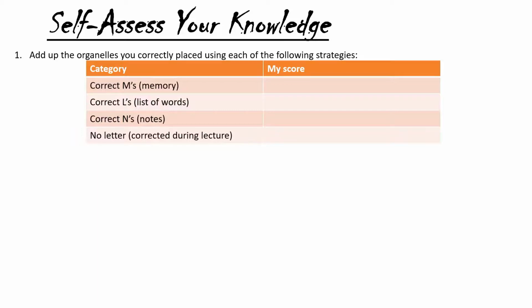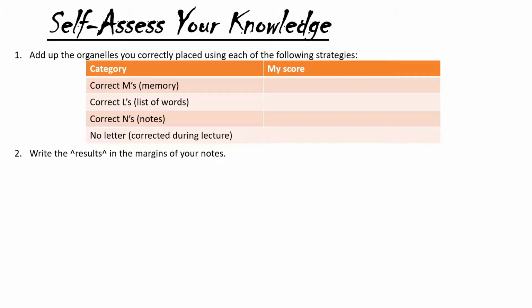So what I want you to do is add up the organelles you correctly placed using each of the following strategies. How many M's did you get correct? How many L's were correct? How many N's were correct? And how many had no letter, meaning we corrected them during the lecture? Okay. So pause the video, add them up, and write those totals in the margins of your notes right next to your diagram.